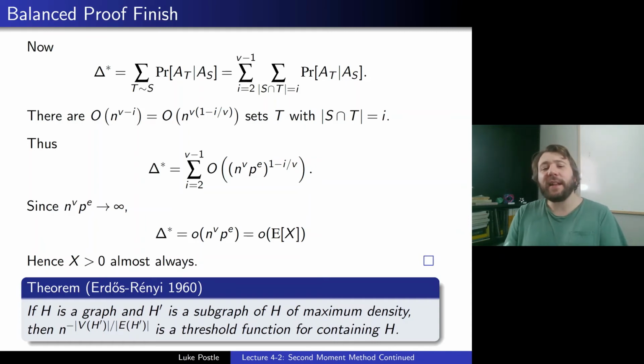So what is that saying? It's saying that when you're balanced, we know that the threshold function is this n to the minus v over e. And for unbalanced graphs, you look to the one of maximum density. That's the one you really need to look at. If you take the one of maximum density, that will give you the threshold function for containing H, because you'll need to pick up those ones of maximum density somehow first in order to get copies. So you could pretty much derive that from what we've done here. We will skip that and just note that they did that. So that's our examples about threshold functions for containing subgraphs.